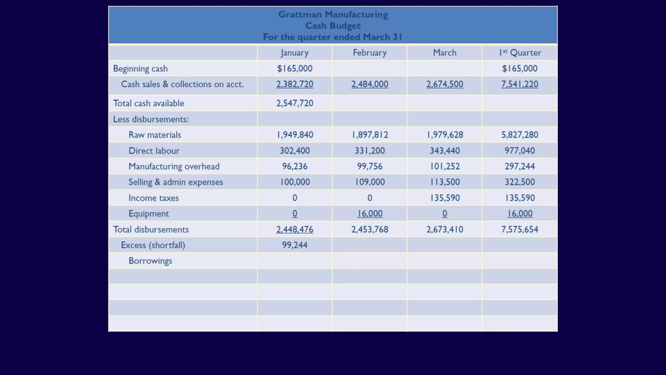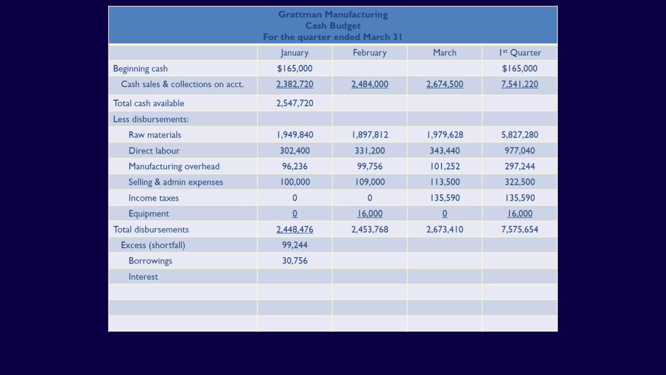We're therefore going to add a row with the description borrowings. How much do we need to borrow? We can calculate that by taking the amount needed of $130,000 and subtracting the amount on hand, $99,244, which is equal to $30,756. Management must borrow $30,756 in order to ensure that they have $130,000 on hand at the end of January.